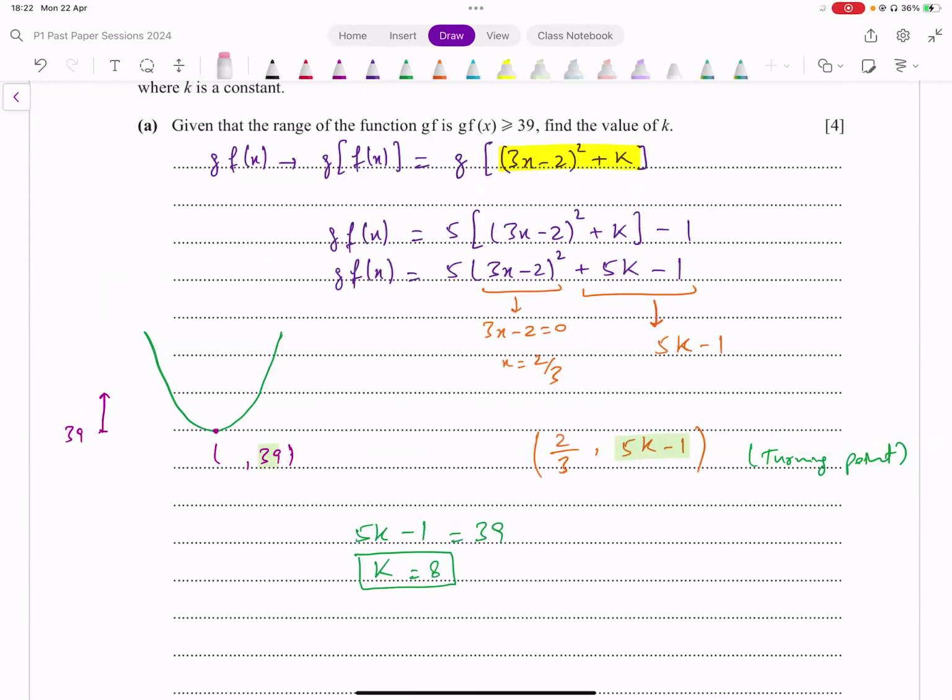So why didn't we just equate the entire g of x greater than 39, and then solve it?